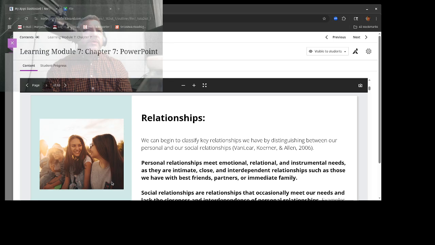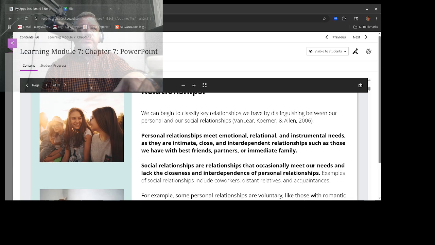So when we think about relationships and some of the stuff we've touched on just a bit in the prior lesson, we're going to carry that knowledge over into this lesson as well. When we think about relationships, we can begin to classify key relationships we have by distinguishing between our personal and our social relationships, right? Personal relationships meet emotional, relational, and instrumental needs.